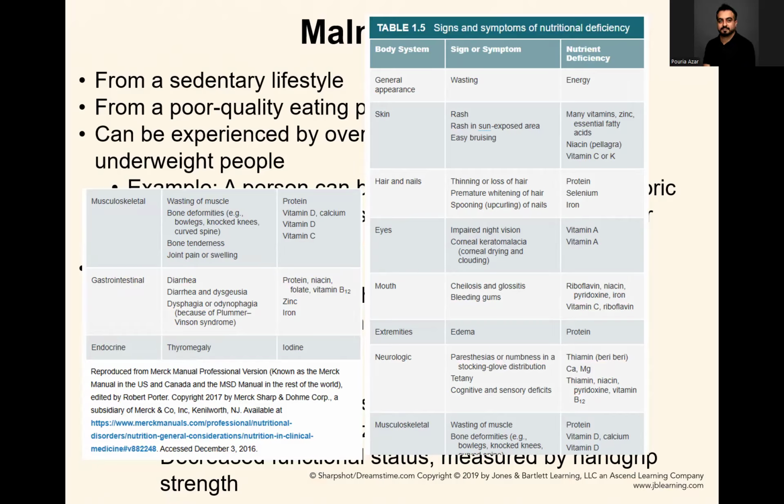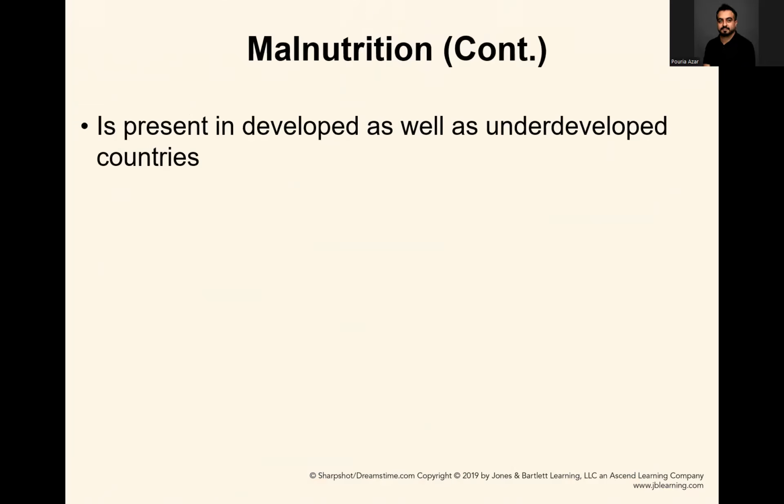So, for example, they say, what's the main nutrient deficiency in impaired night vision? That can be vitamin A. Or, what nutrients can cause rash in the skin? Like zinc or essential fatty acids. If we are deficient in zinc and essential fatty acids and some other vitamins, we can develop rash in the skin.